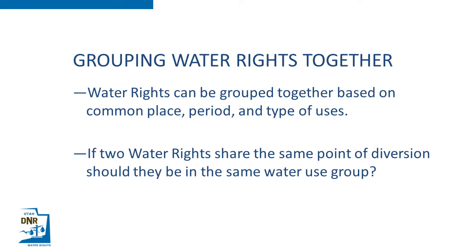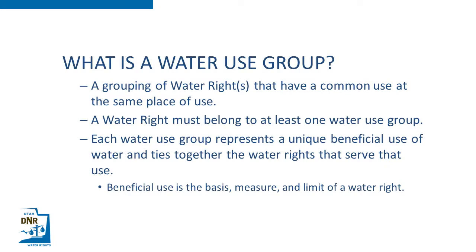If two water rights share the same point of diversion, should they be in the same water use group? Not necessarily. So what is a water use group? A water use group is a grouping of water rights usually based on the common beneficial use of the water. The paper file and the database should be used to get a full picture of water rights and their groups.